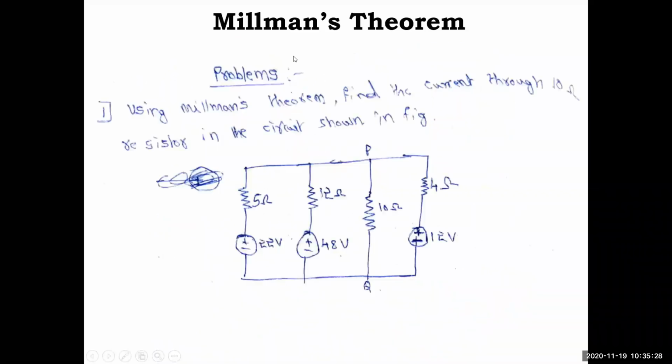So first problem you note down. Using Millman's theorem, they will mention it. Only then you are able to do that. Otherwise you can use any method. In case they do not mention it, for the same circuit you can use source transformation, definitely. So they have mentioned using Millman's theorem, find the current through 10 ohm resistor in the circuit shown in figure.